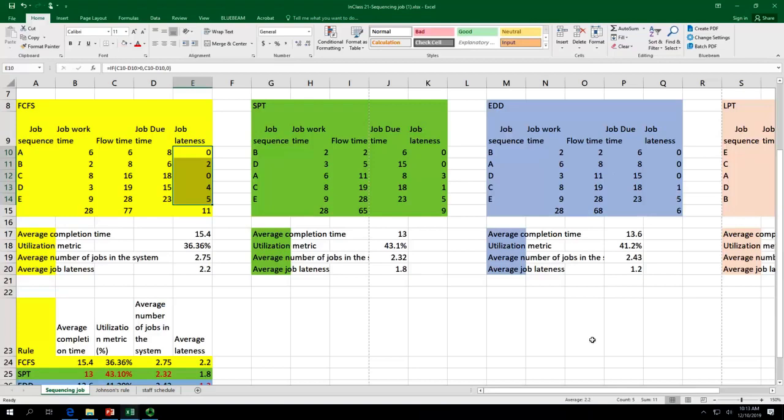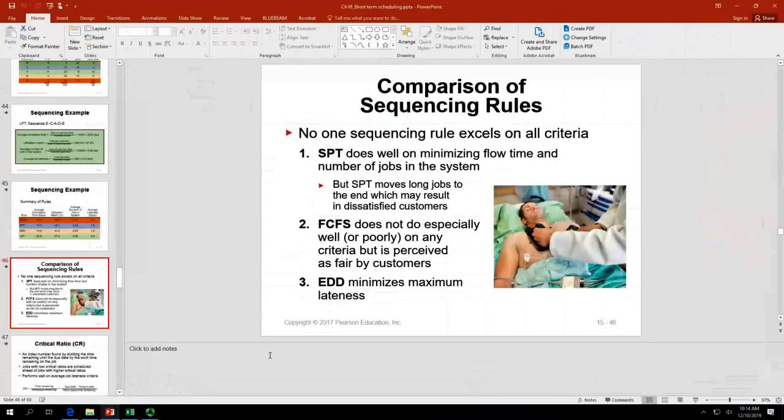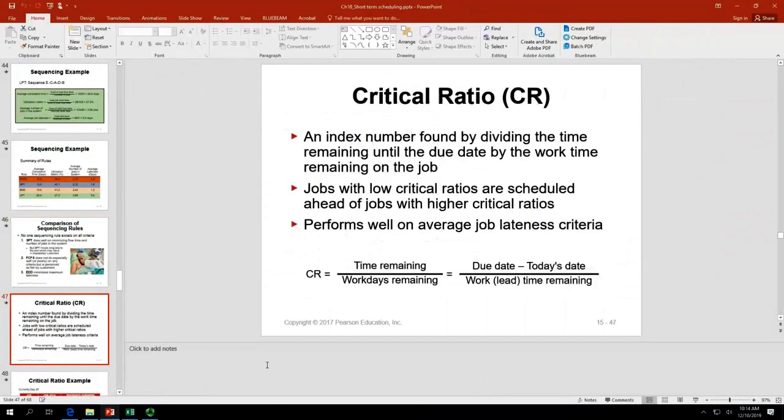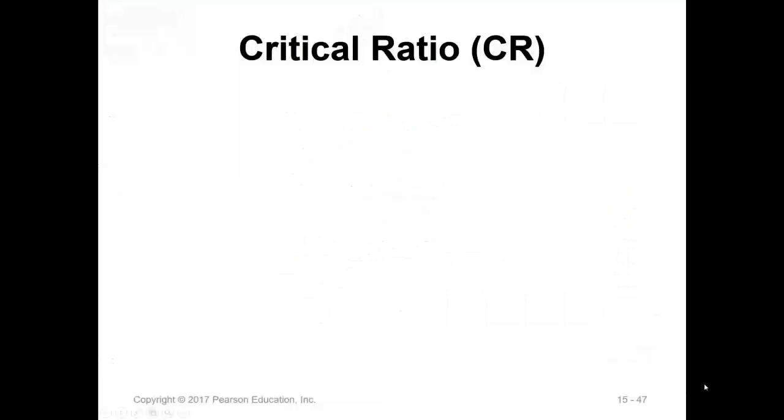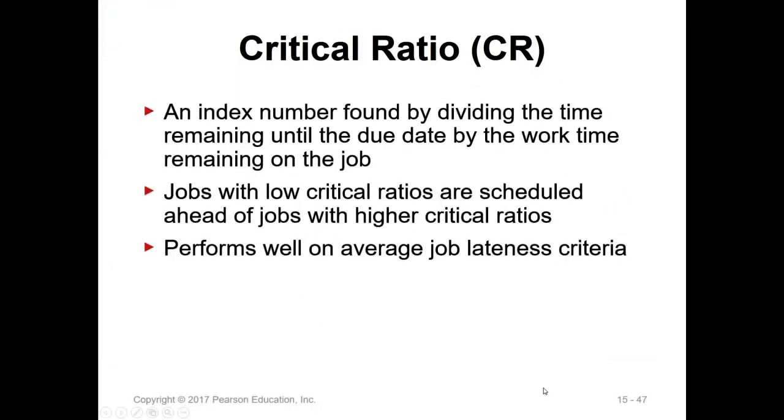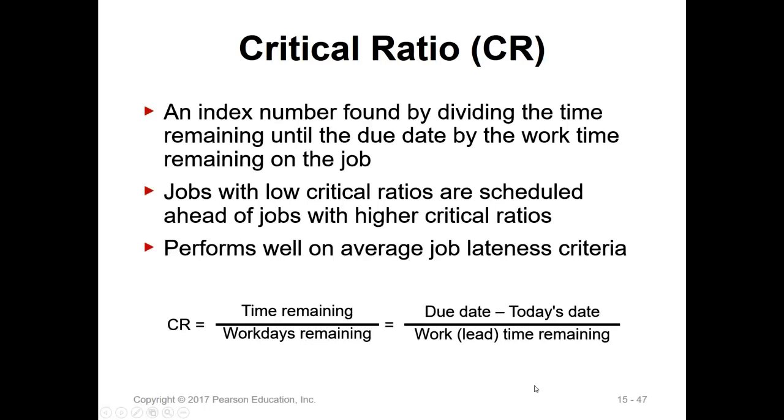So for these sequencing rules, another kind of method to look at job sequencing is given a priority. So here there's a definition. We can define a critical ratio. So this is the ratio. Actually, it is the index number.